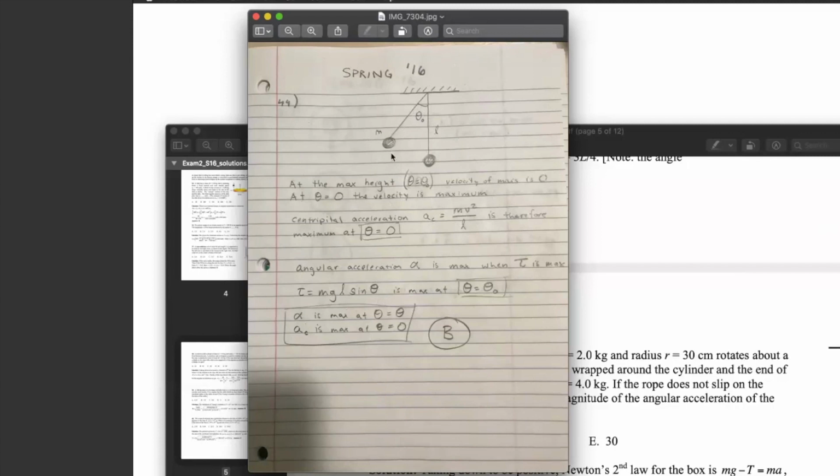And so the answer is that alpha is max when theta equals theta naught, and centripetal acceleration is max when theta equals 0. And again, just to correct my sloppiness, mv squared over L would be centripetal force. Centripetal acceleration is just obviously v squared over L, where L is the length.